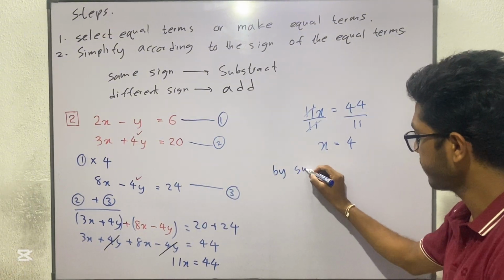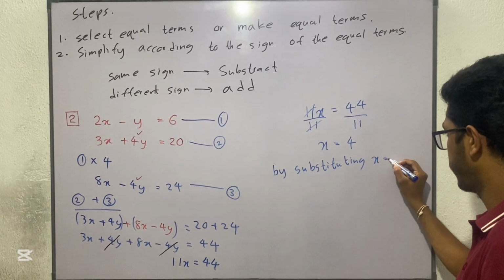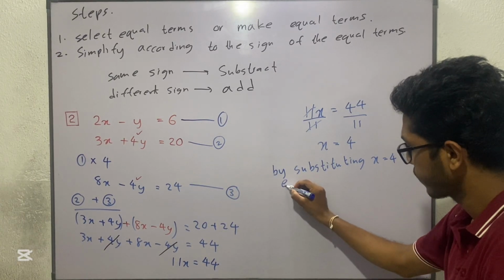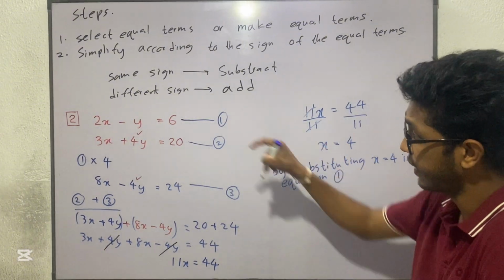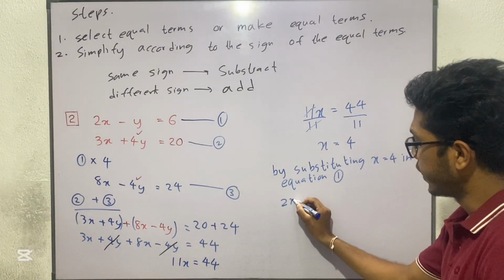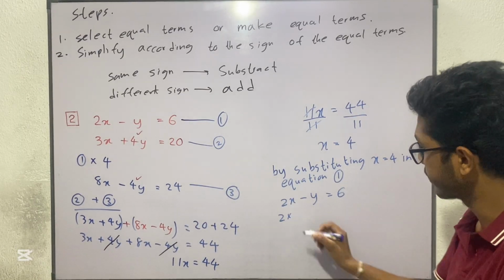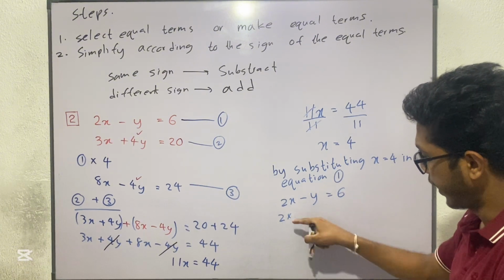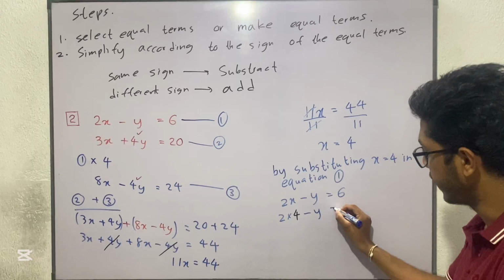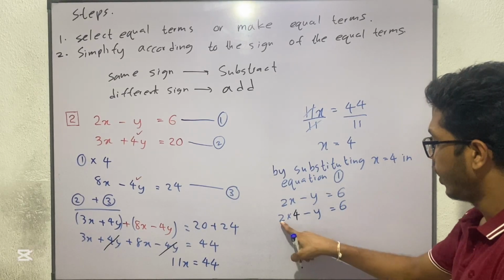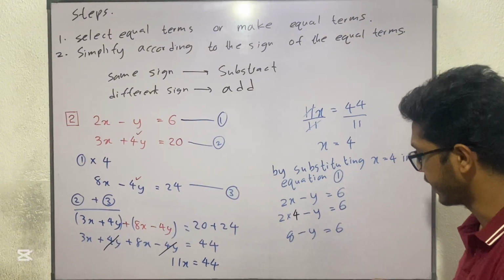By substituting x equals 4 in equation 1. I am going to substitute this value in the first equation. The equation is 2x minus y equals 6. So for x I am going to substitute 4. 2 times 4 minus y equals 6. Then 2 times 4 we get 8. 8 minus y equals 6.